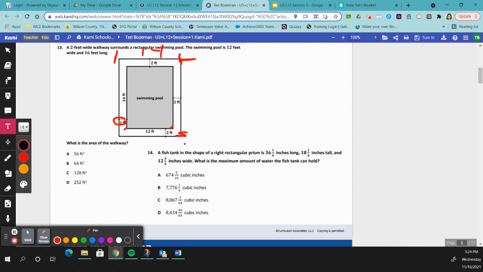Then we have the other side. We know that from here to here inside on the swimming pool is 16 feet, 2 feet on each side, so 16 plus 4 would give us 20. So the first step is to multiply 20 times 14. That will give us 280.